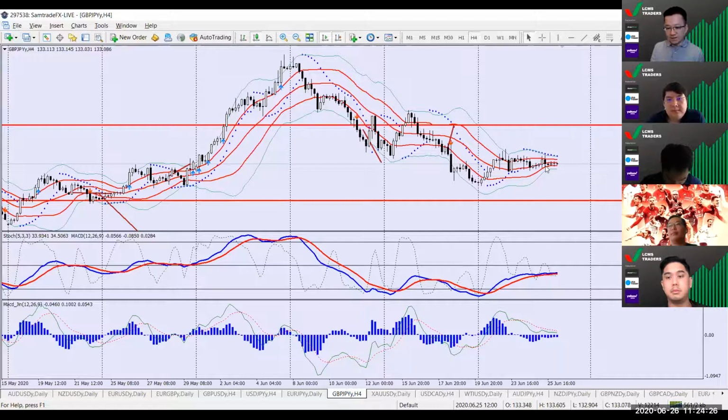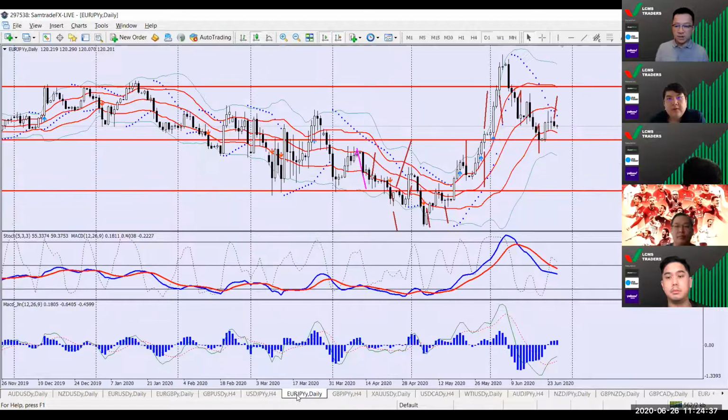Pound yen, as I said yesterday, is sitting there. It's not going to do much. It has been still sitting right in the middle of this two support resistance. So don't be too tempted to enter any trades on pound yen. Euro yen, I said yesterday that it was possibly going to go up. It's still sitting there at this level.